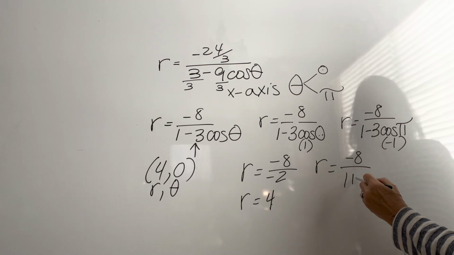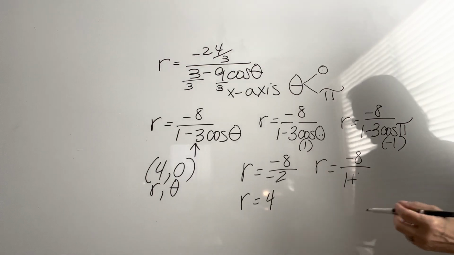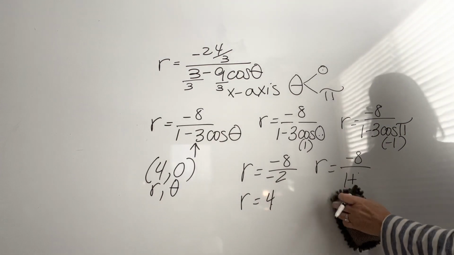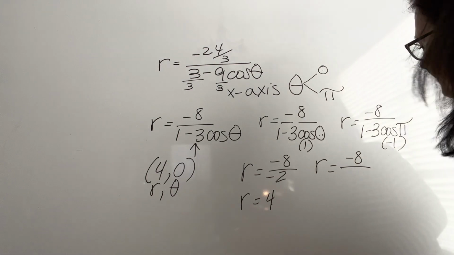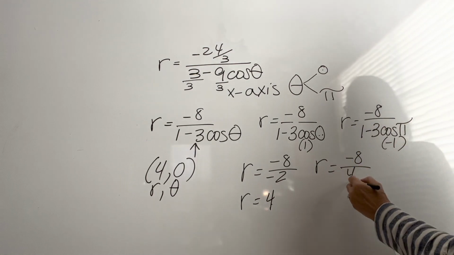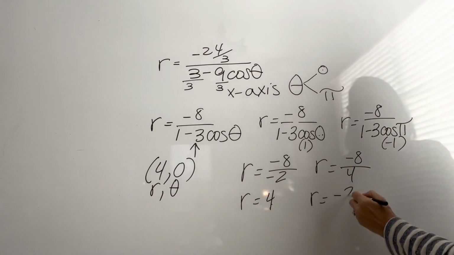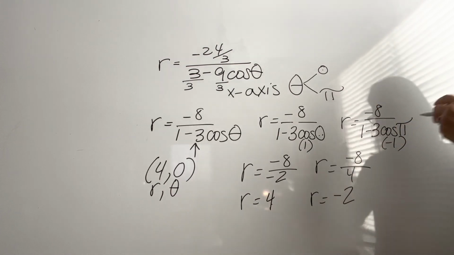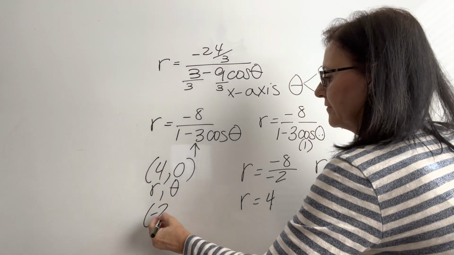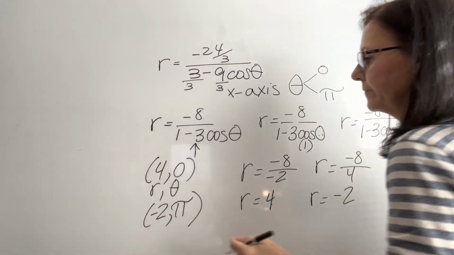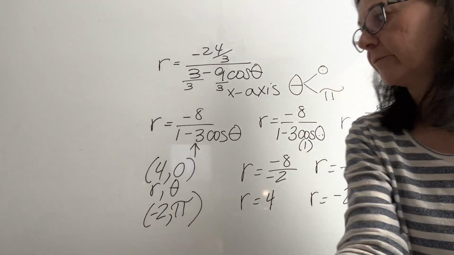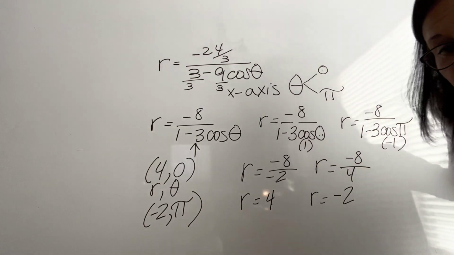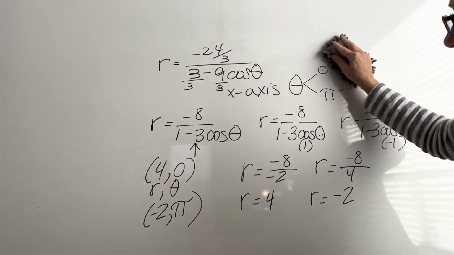So that's plus 3, which is 4. Right? 4. So r is negative 2. So now we have pi, negative 2, and r negative 2, pi. All right, so how do we plot these? Just like we did when we did polar coordinates, okay?